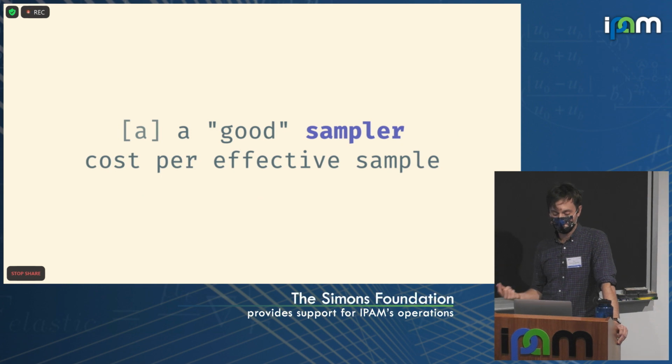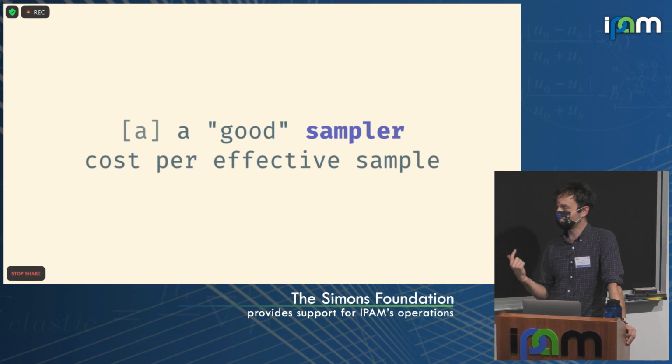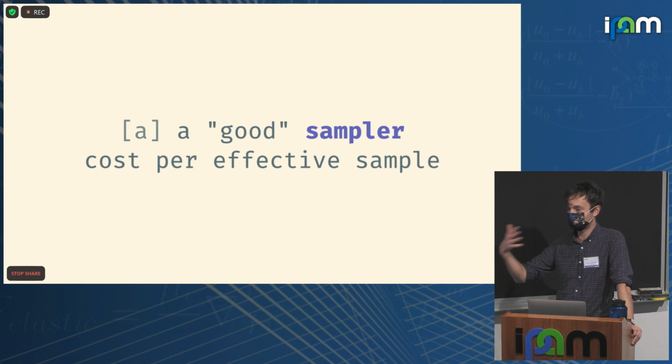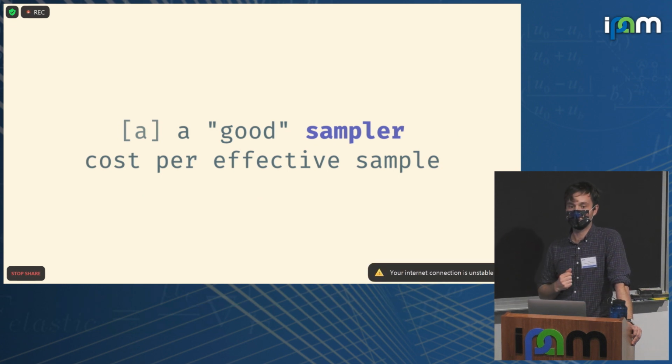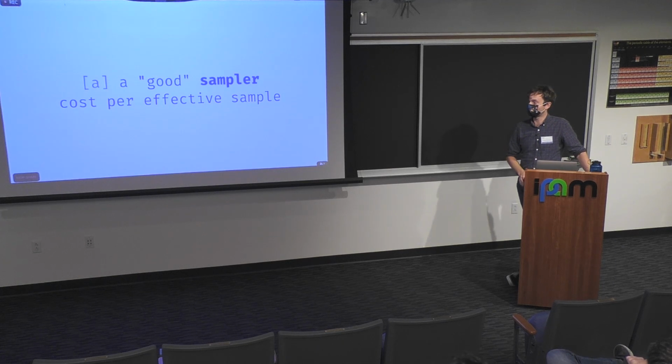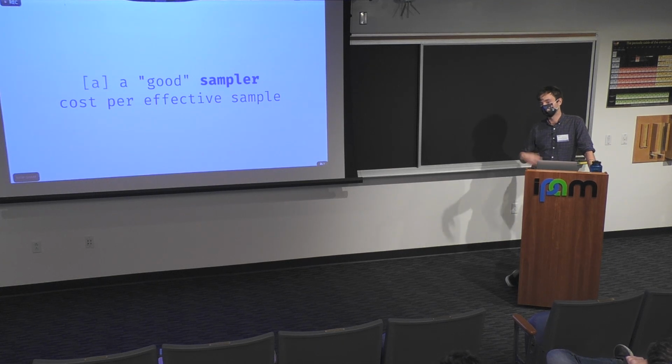OK, so what is a good sampler? A good sampler is a sampler that generates independent samples from that density without being too expensive. So a small number of model evaluations per independent sample. That's the thing that matters. And that's sort of an important thing to remember. Various people have brought up that the samples from a typical MCMC will be correlated. And so it's important to remember that and sort of think about that.